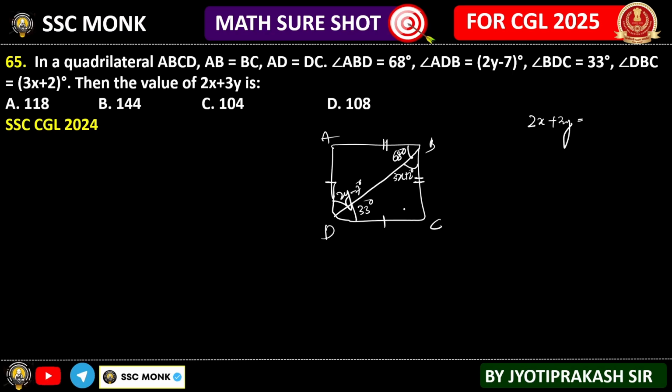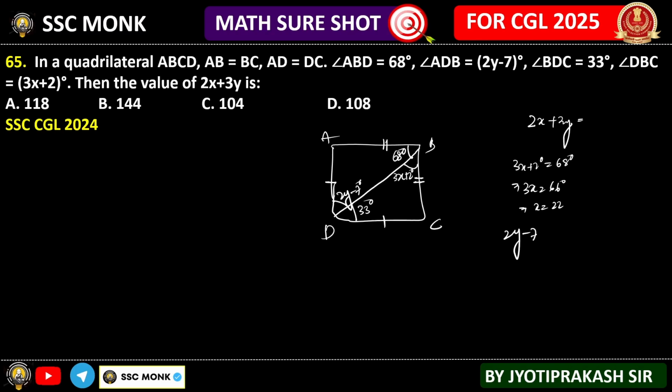Now see, first of all, these two triangles are what? These two triangles are similar. That means 3x plus 2 degrees is equal to 68 degrees. So 3x is equal to 66 degrees. So the x value is equal to 22.